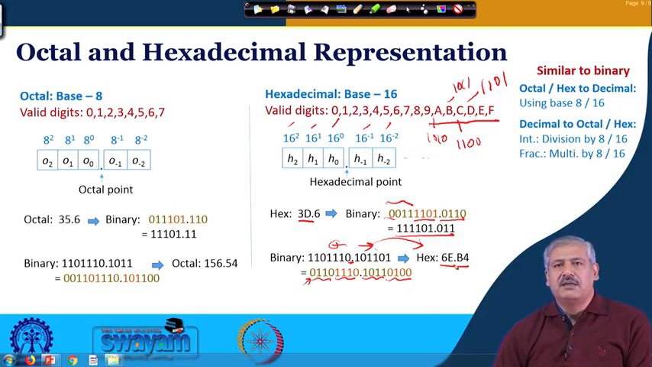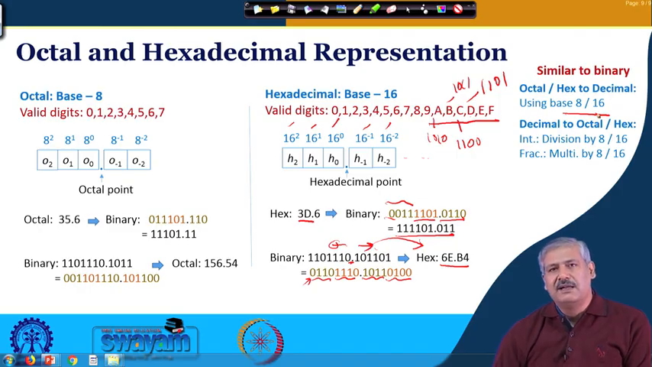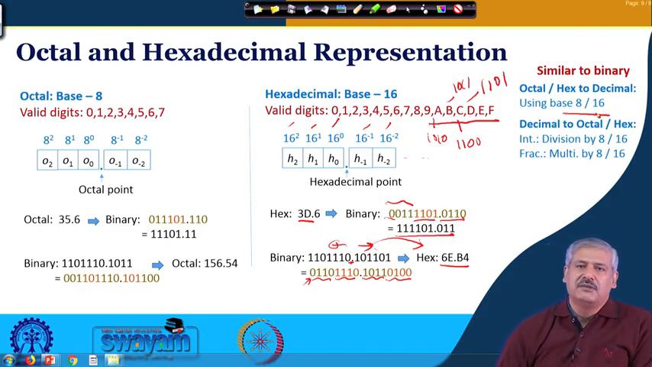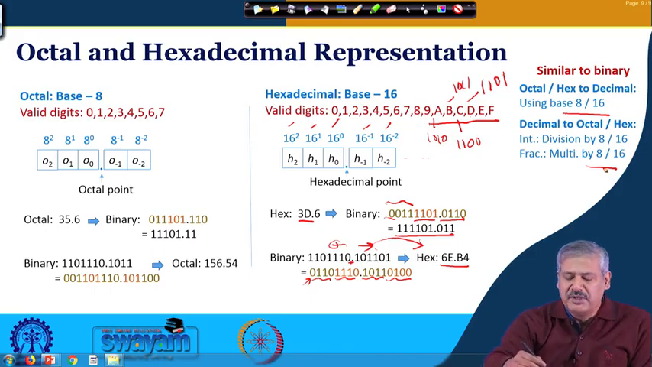And to get the decimal value, it is weighted by integer powers of 8 to the power 1, 2, 3, etc., or 16 to the power 1, 2, 3. That is multiplied with the coefficients, and you add them up, you will get the corresponding decimal value. And for decimal to octal, earlier for binary it was division by 2 for the integer part, now it will be division by 8 or 16 for the integer part, and for the fractional part, where it was multiplication by 2, it will be multiplication by 8 or 16. The method is similar.